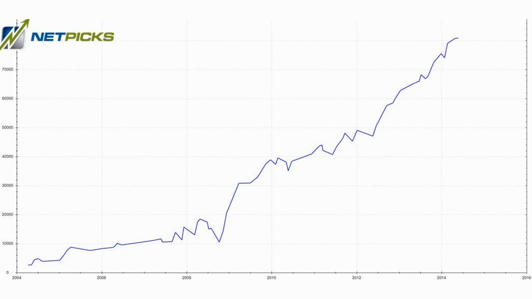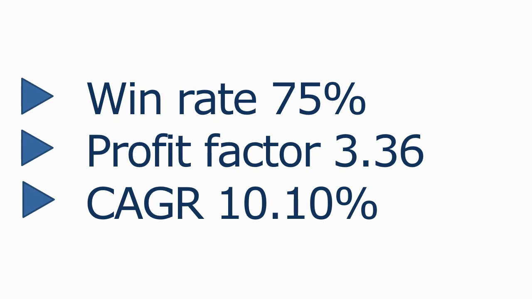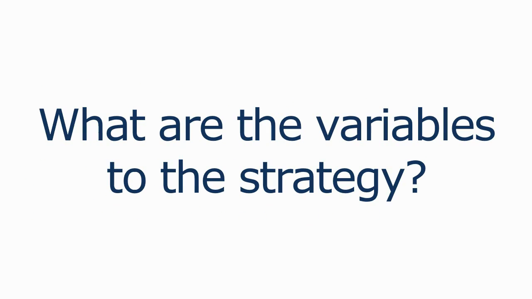Now, this is an equity curve of a tested long-only trading strategy, and it's for the S&P. And we're using a date range of January 1st, 2004 to May 21st, 2014. And some other things you want to keep in mind: the win rate is 75%. The profit factor was 3.36. And the compound annual growth rate was 10.10. Now, the strategy uses the following variables in terms of each actual trade. Now, this is not a strategy recommendation, but feel free to test it.